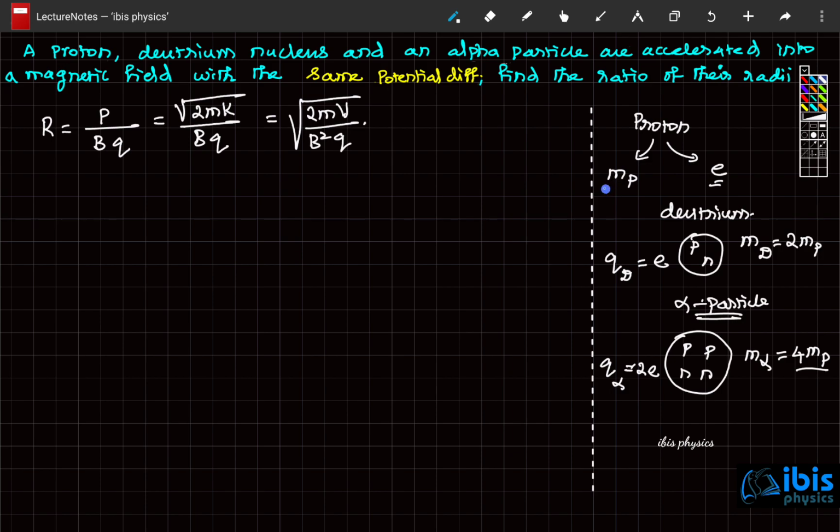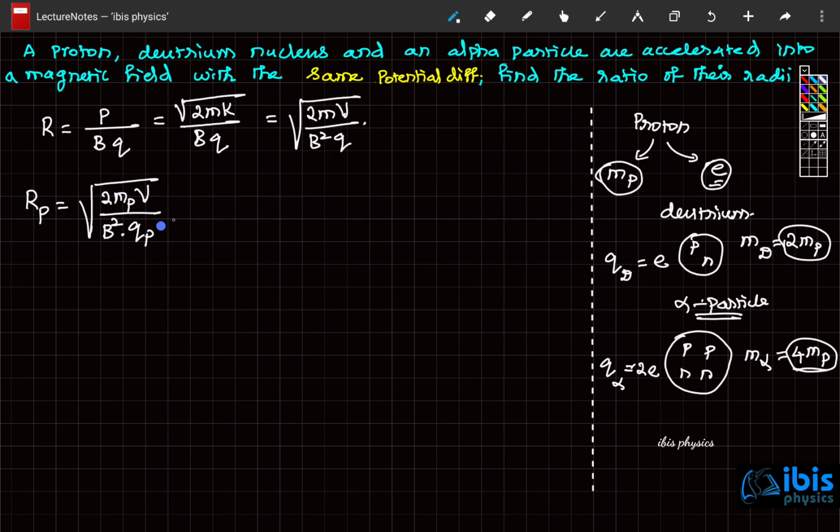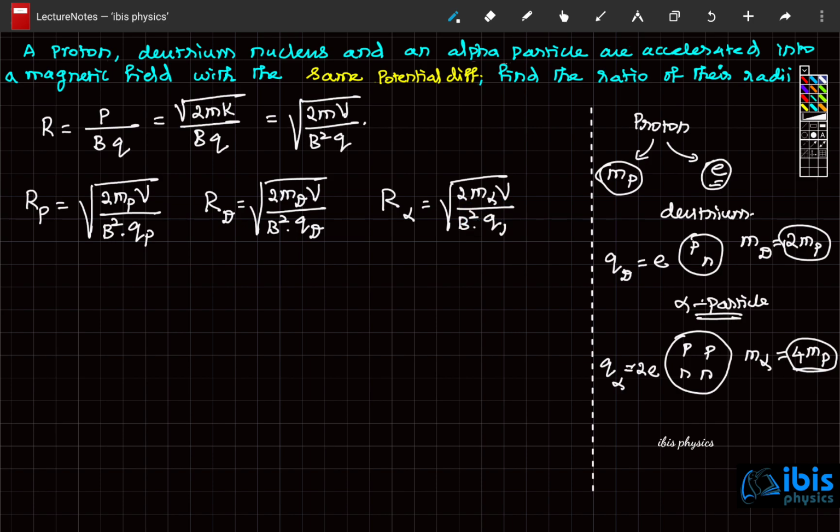As we already discussed, if the mass of the proton is mp, the mass of the deuteron is 2 times the mass of the proton, and the mass of the alpha particle is 4 times it. If the charge of the proton is E, the charge of the deuteron is also E, and the charge of the alpha particle is 2 times E. So the radius of the proton is root over 2 into mass of the proton, voltage across which it is accelerated, same magnetic field, charge of the proton. The radius of the deuteron is square root of 2 into mass of the deuteron, potential across which it is accelerated, B square into charge of the deuteron. And the radius of the alpha particle is square root of 2 into mass of the alpha particle, voltage across which it is accelerated, B square into charge of the alpha particle.